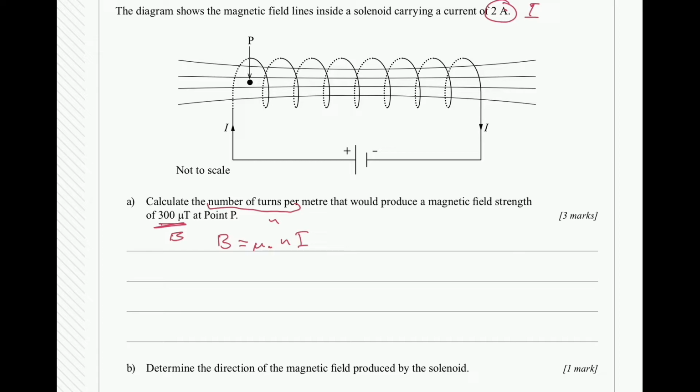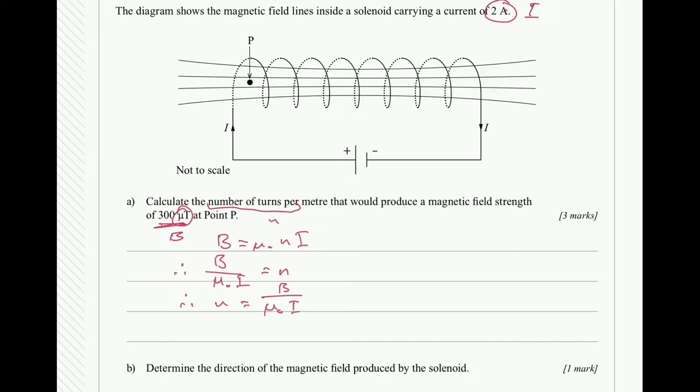So I'm going to quickly rearrange this. The next step would be B divided by μ0 I, and that is going to be equal to N. So N is equal to B over μ0 I. Now, before we substitute anything in, it's important to realize we have µT, which is microteslas. We need to convert those units to teslas, because otherwise we're not going to get a correct number of turns for our answer.